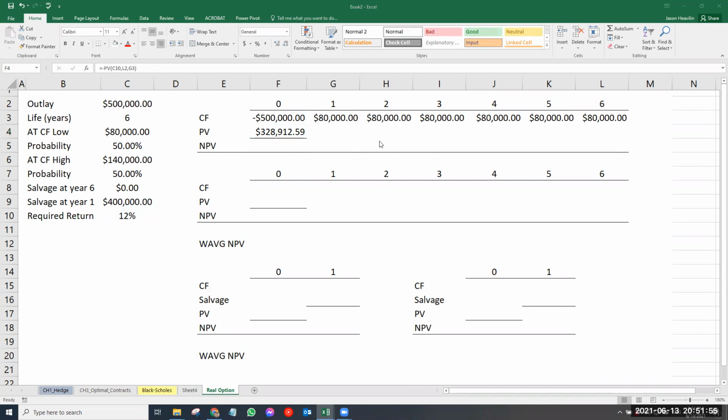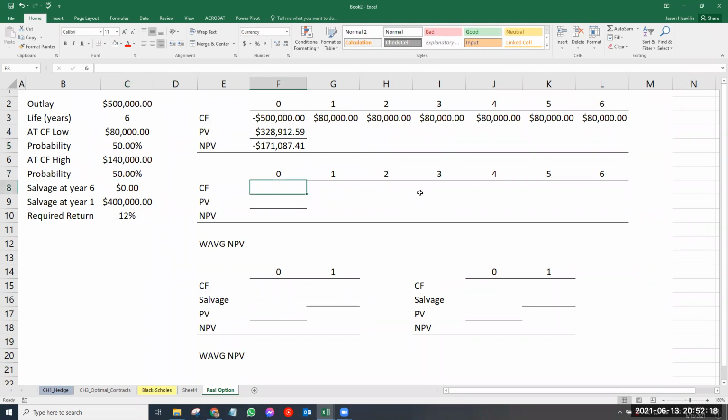Now for the net present value, we add these two together, and the project with the low cash flows gives a negative NPV, which starts indicating that you might reject this project. However, remember that it's only a 50% chance of that happening.